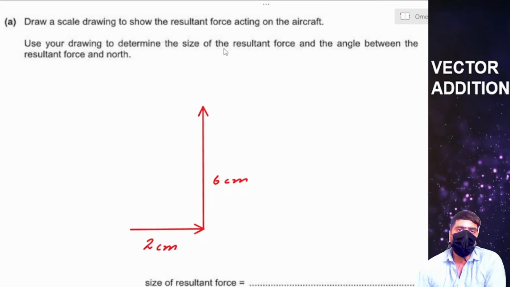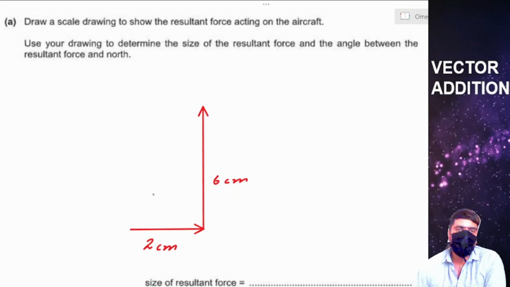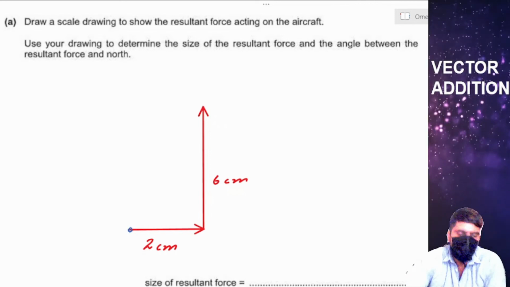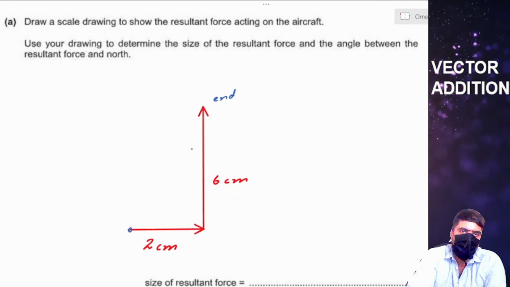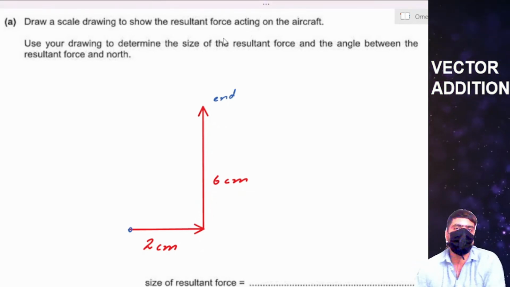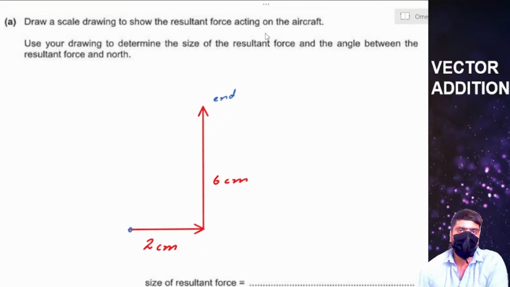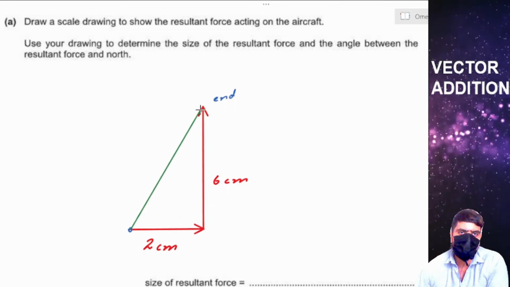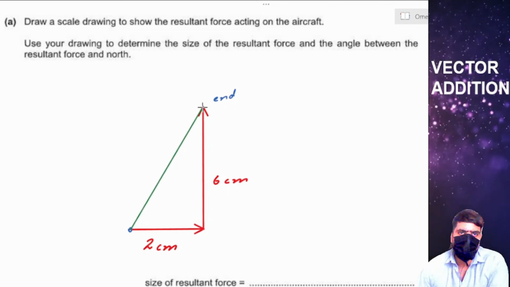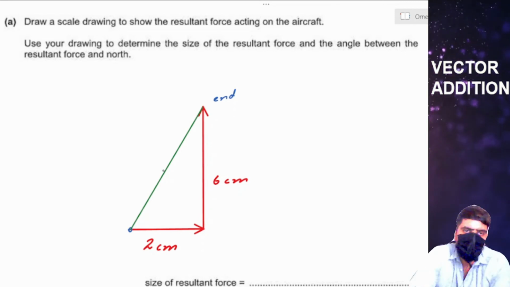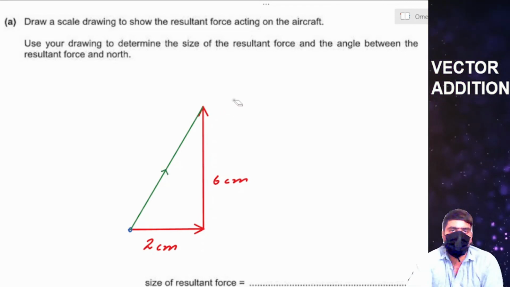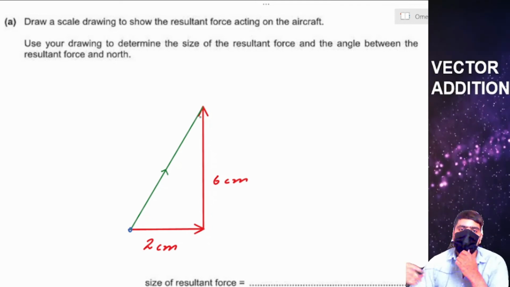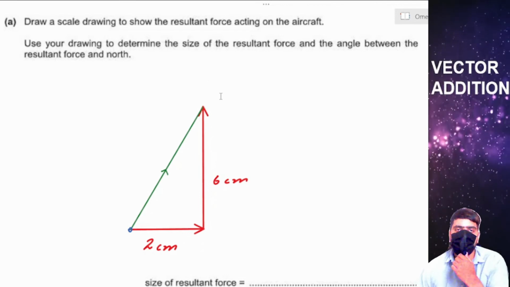Now, in order to draw the resultant vector, I have to draw a line starting from the tail, that is, from the starting point, and pointing towards the end point of the diagram. So I'm going to draw a green line that will be representing the resultant force, the resultant vector, let's say for now. The direction of this one is over here, away from the starting point and towards the end point. This is the direction of the resultant vector.